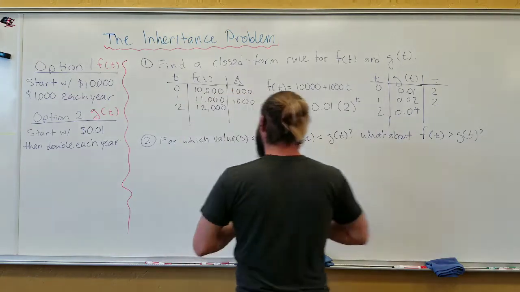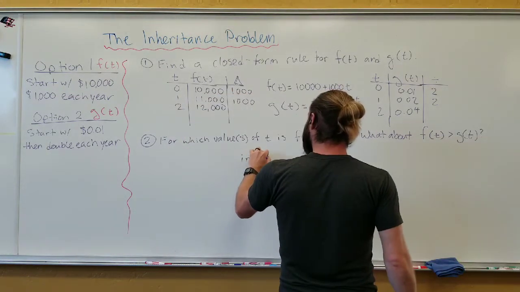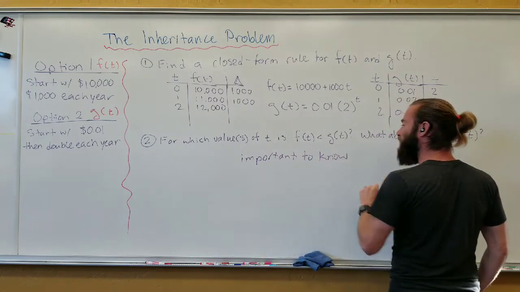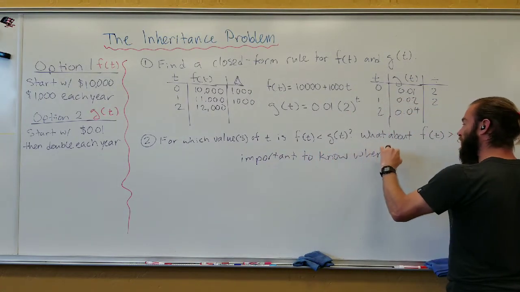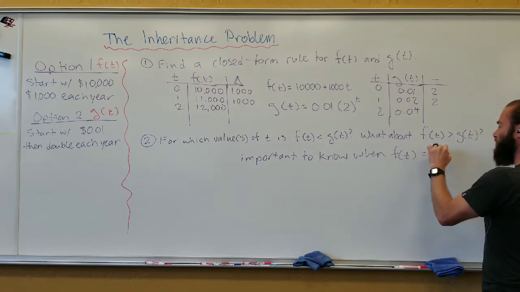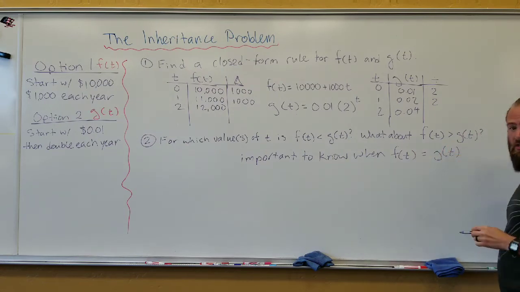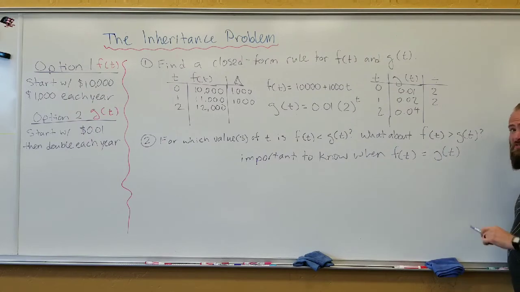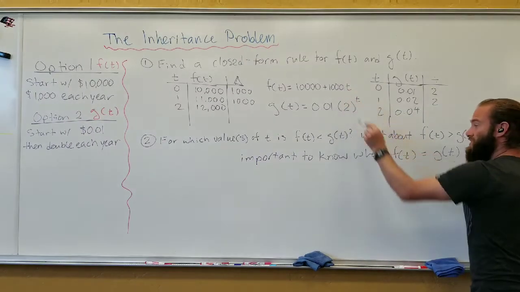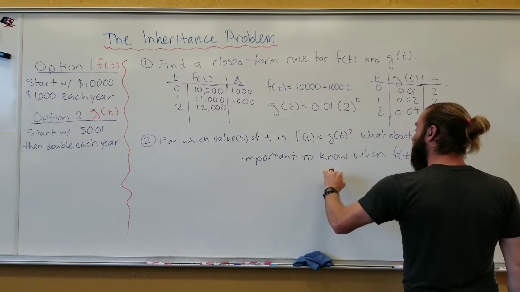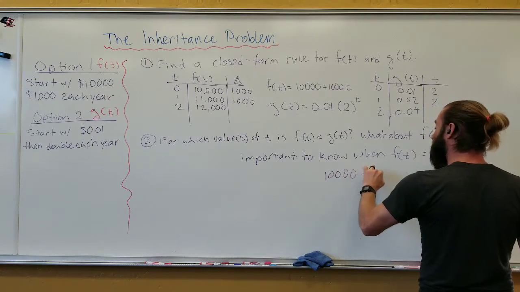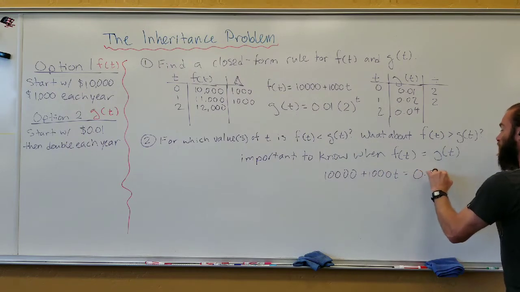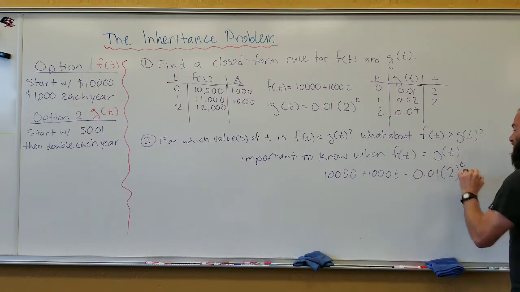Where's that spot where the amount you get under option 1 and 2 are exactly equal to each other? Okay, so it's actually important to know when f of t equals g of t. What I mean by that is figuring out what year, which t value makes these two functions equal. So this is equivalent to saying, when is 10,000 plus 1,000 t equal to 0.01 times 2 to the t?